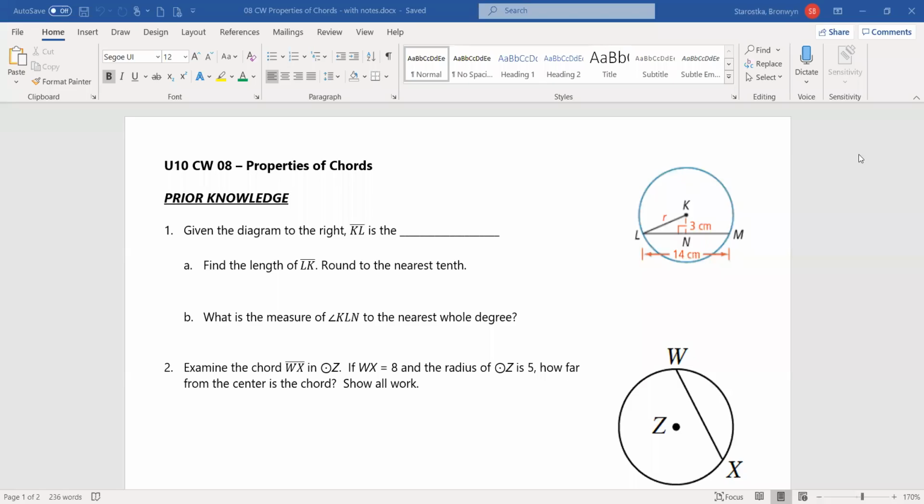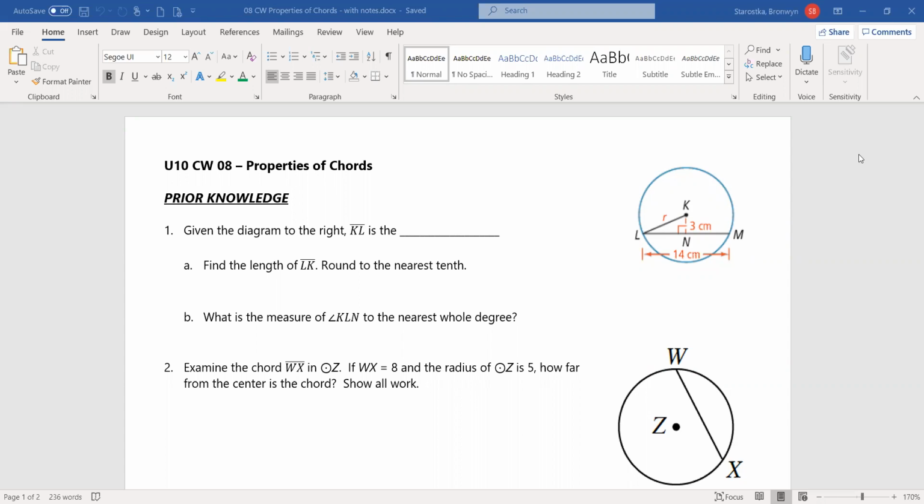All right, good morning. Unit 10, Classwork 8, Properties of Chords. Today we're just going to go over the rules for chords that we learned last time. And let's start with some prior knowledge.